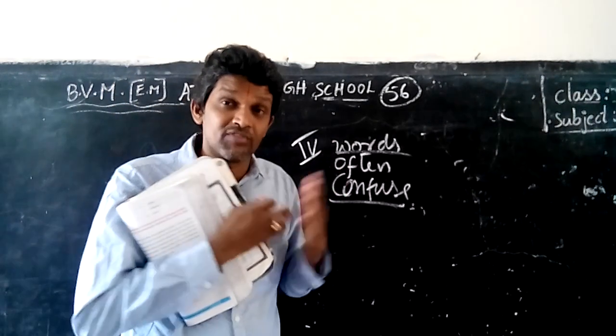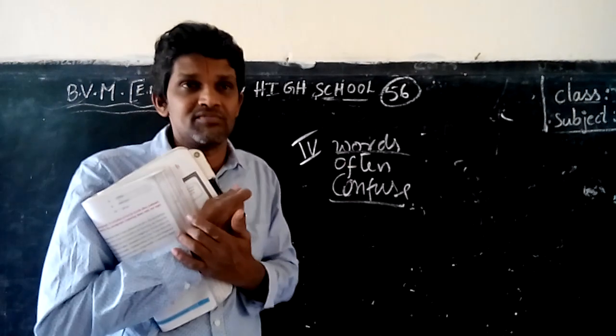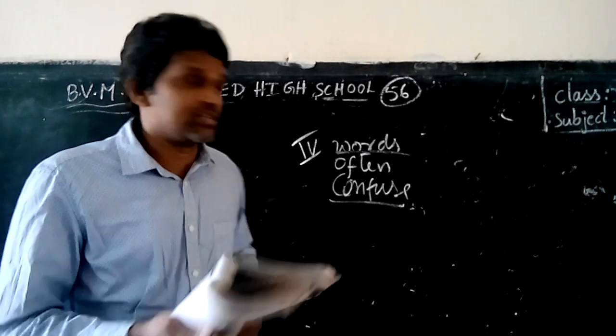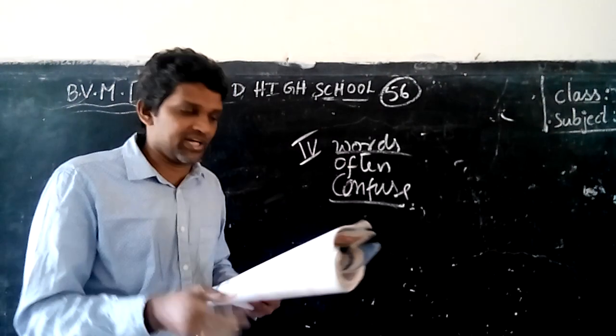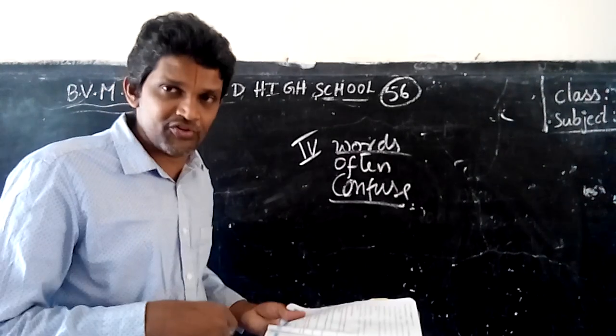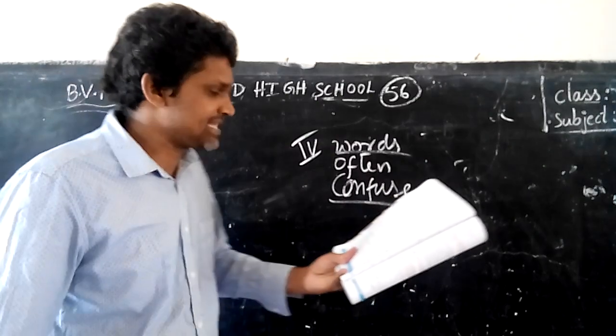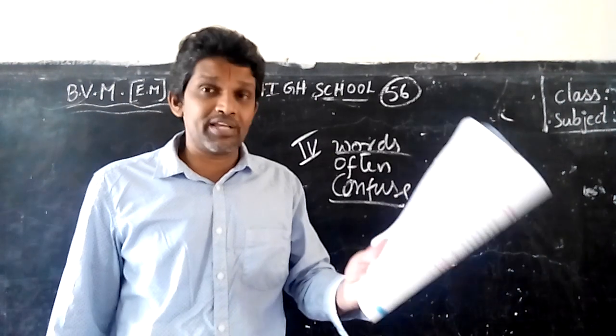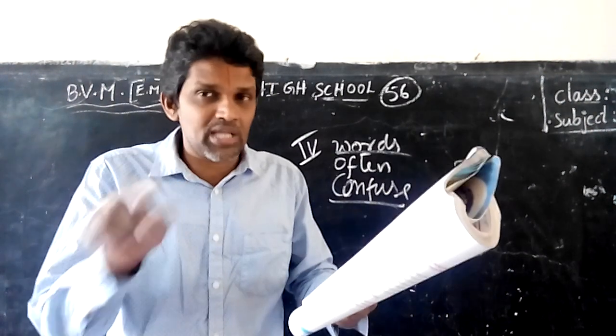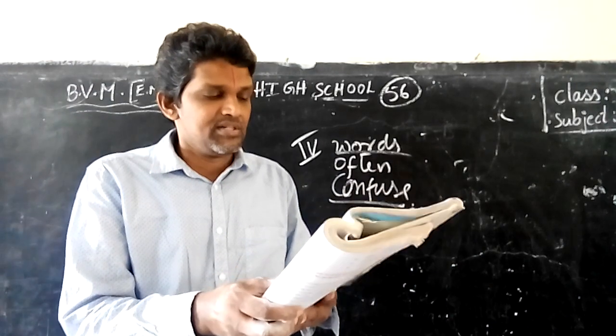So these are called words often confused. This is a very important concept in English. They confuse the students. So see some examples. Read the following sentences and note the underlined words.